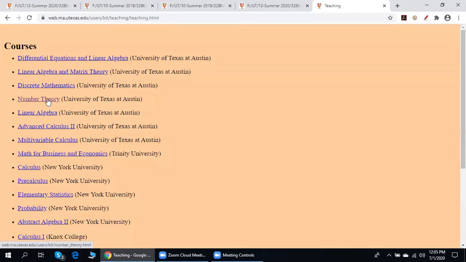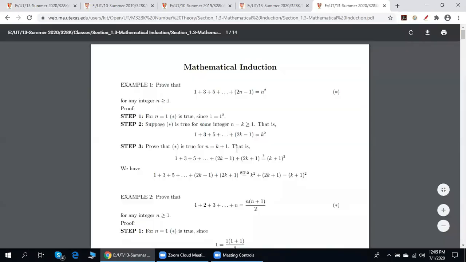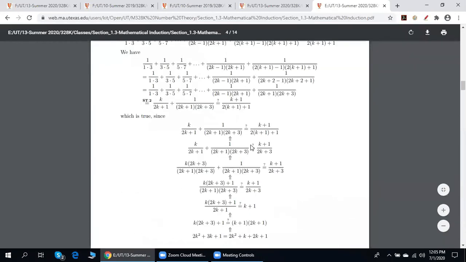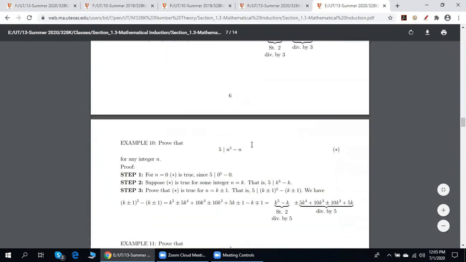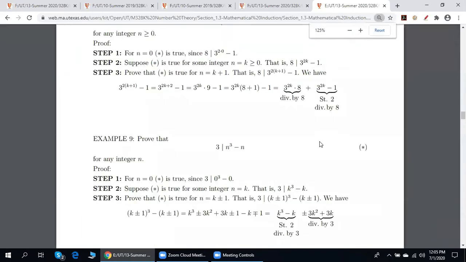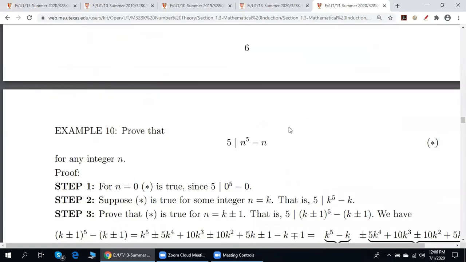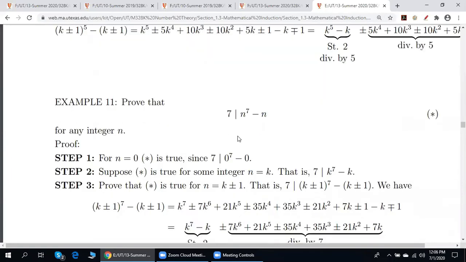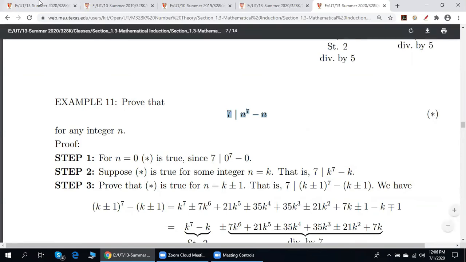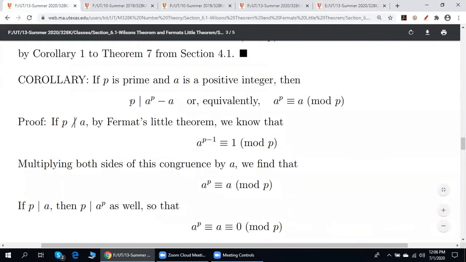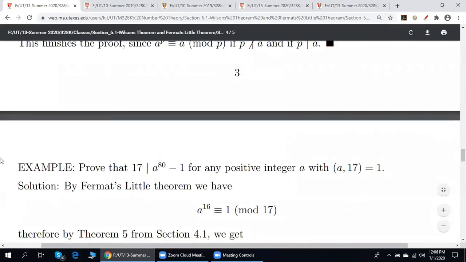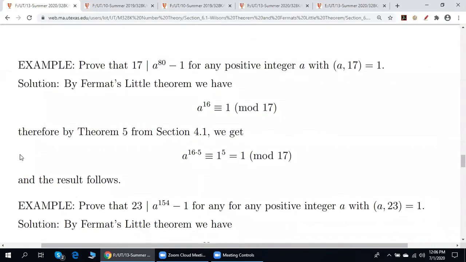Let us go back to section 1.3, math induction. Remember, it took quite some time to prove this, and then this, and then this. Note that all three examples follow from what is written here. Now let us discuss other examples.